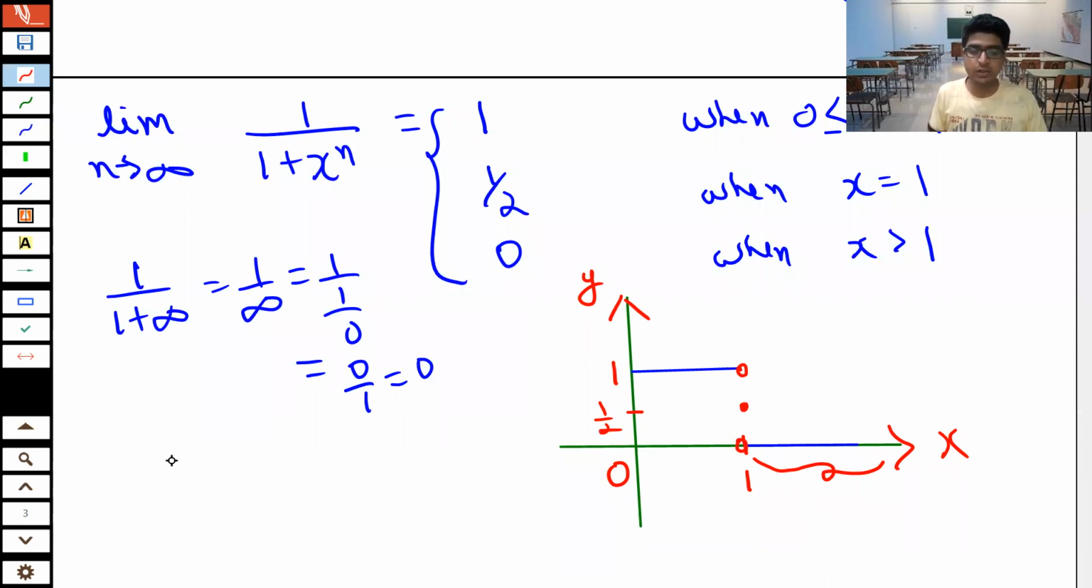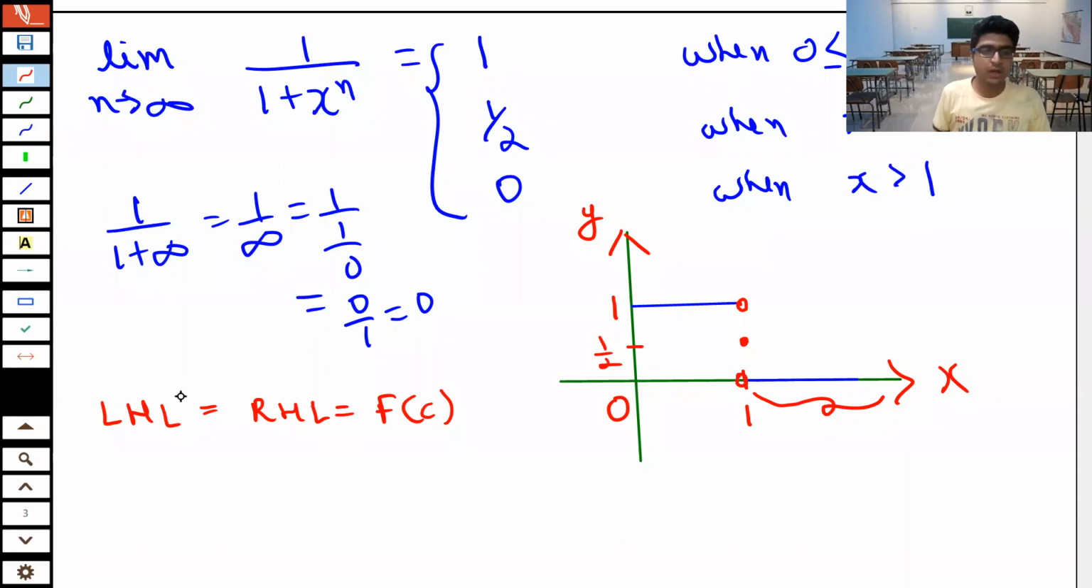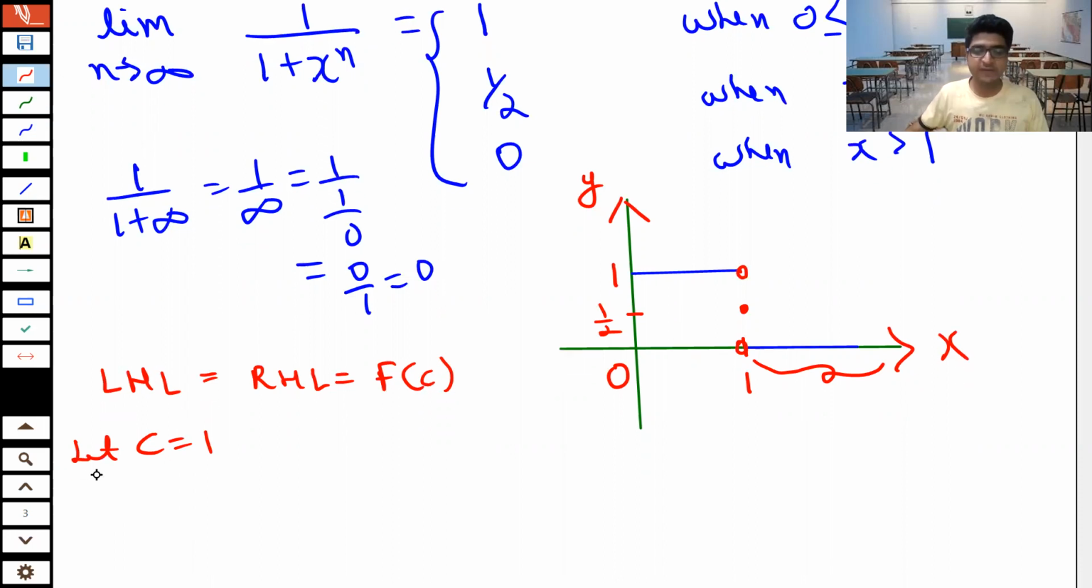How do you check the discontinuity? You need to check the left hand limit, the right hand limit, and the value of that function at that point. If all three are equal, then the function is continuous at that point c, otherwise it is discontinuous. So let's take c equal to 1 and check that. What is the left hand limit? It will be equal to limit x tends to 1 minus of f(x).